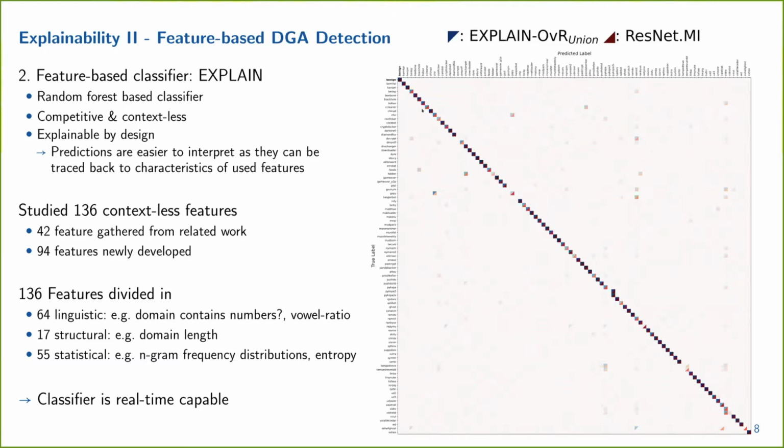And in total, we studied 136 contextless features, 42 of which we gathered from related work, and 94 were newly developed. These features can be divided into three different groups. The first group are linguistic features, and they, for instance, count the numbers within a domain or compute the vowel ratio. The second group are structural features. This is, for instance, the domain length. And the last group are statistical features, and they, for instance, compute frequency distributions of certain n-grams or the entropy. And again, we tested the classifier and ensured its real-time capability.